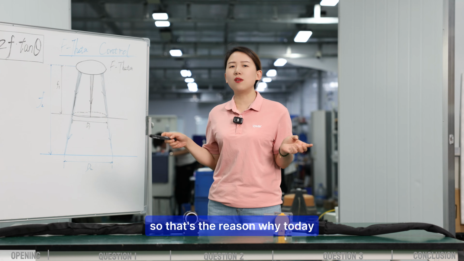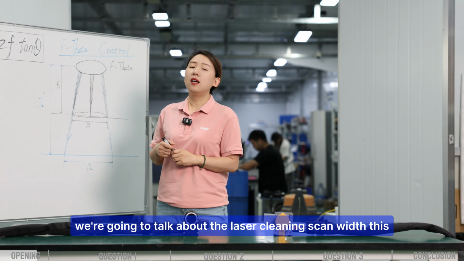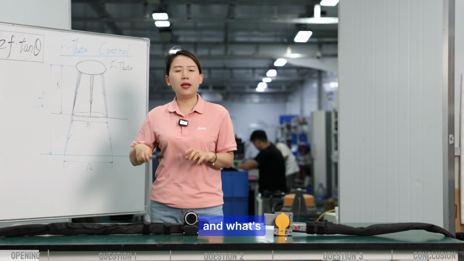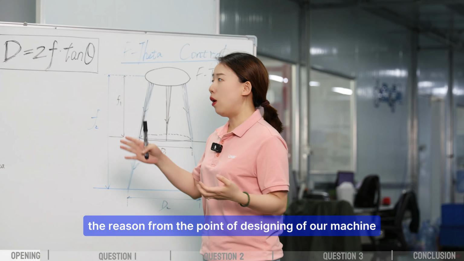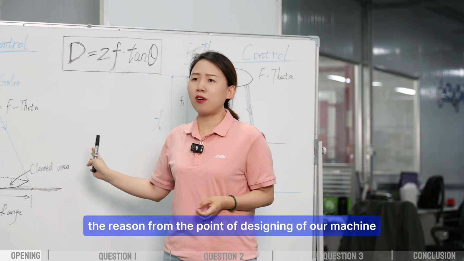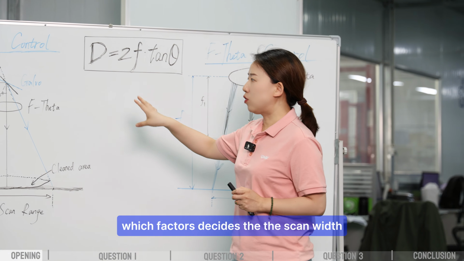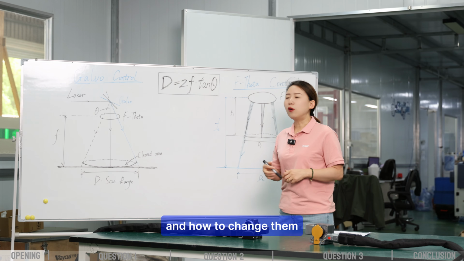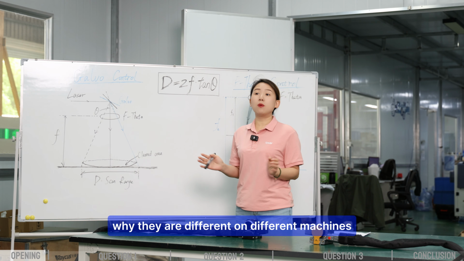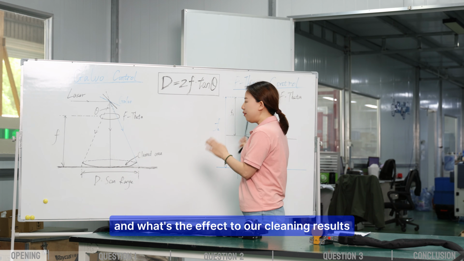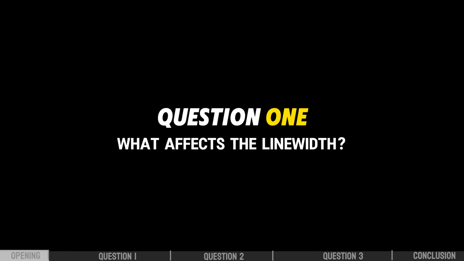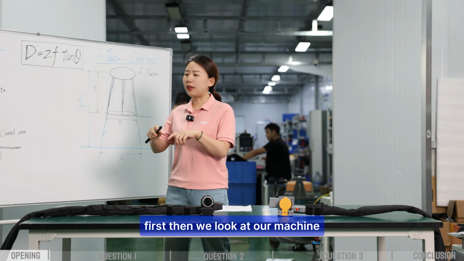So that's the reason why today we're going to talk about the laser cleaning scan width. And what's the reason from the point of designing of our machine, which factors decide the scan width and how to change them, why they are different on different machines, and what's the effect to our cleaning results. First, let's look at our machine.